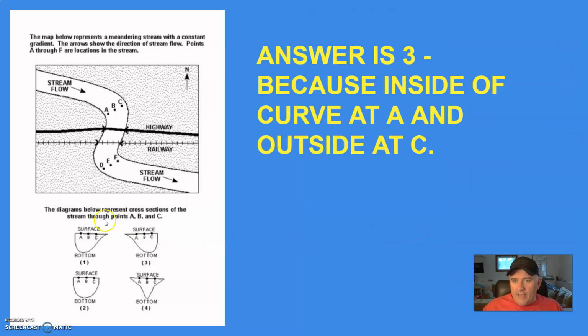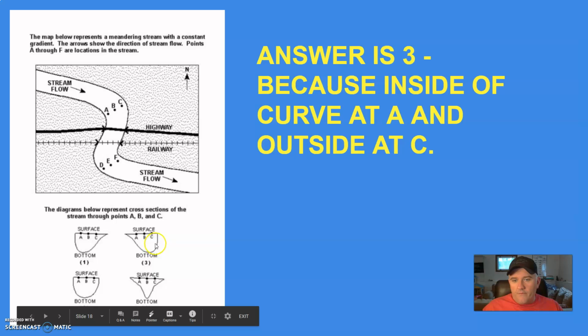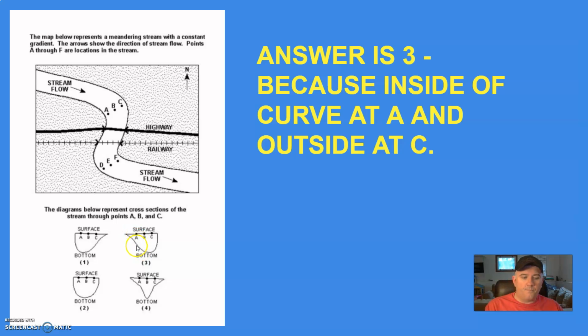All right, here we have A, B, and C. Again, we want to establish where the outside part of the turn is. That's at C. That's where the erosion is going to happen. So it's eating away here. So we're looking for C where it's deep. And then A is the deposition. So it's going to be shallow there.